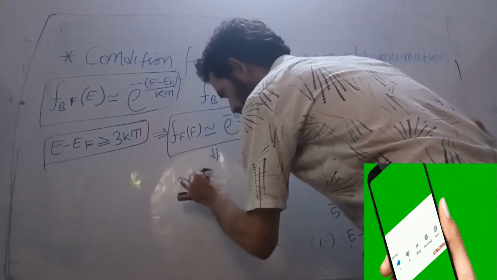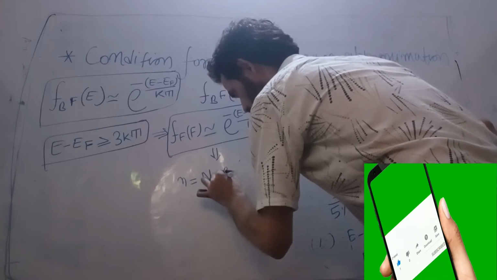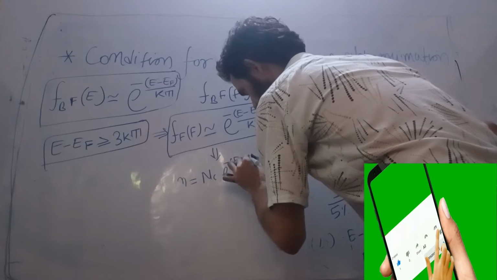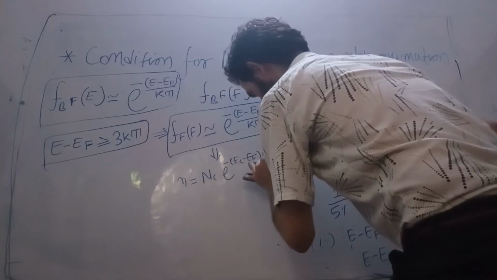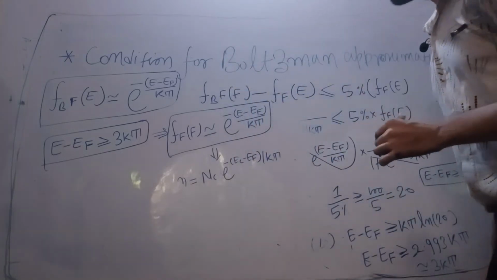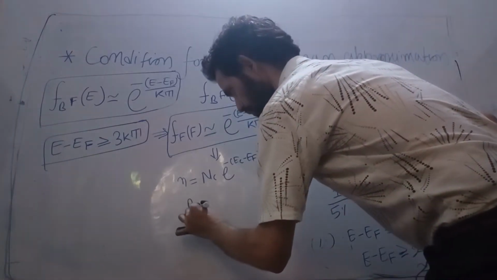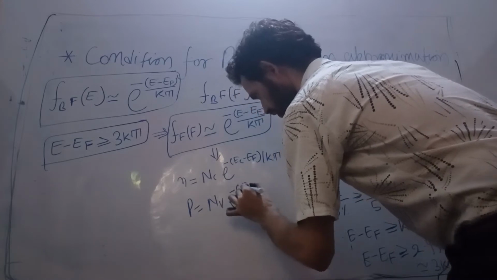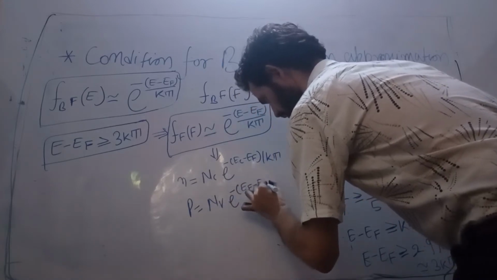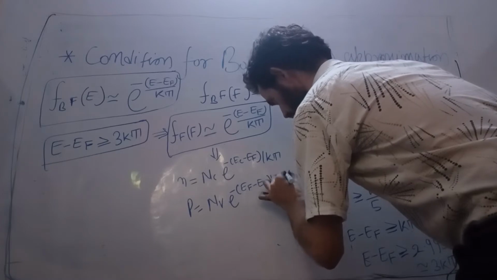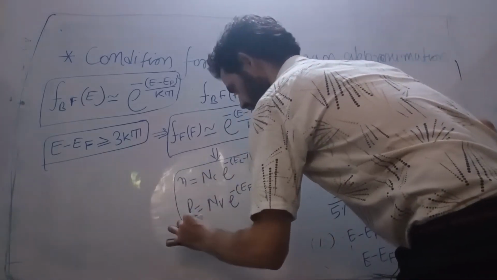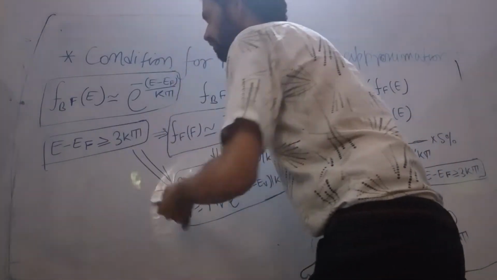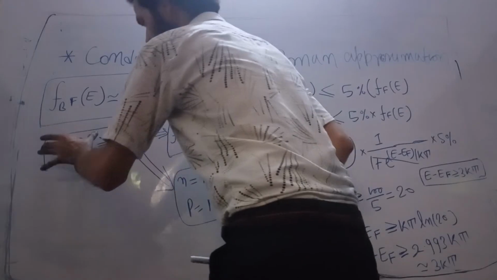carrier concentration N is equal to Nc into e to the power minus (Ec minus Ef) by kT, or P is equal to Nv e to the power (Ev minus Ef) by kT. This is all possible only when we have E minus Ef greater than 3 kT.